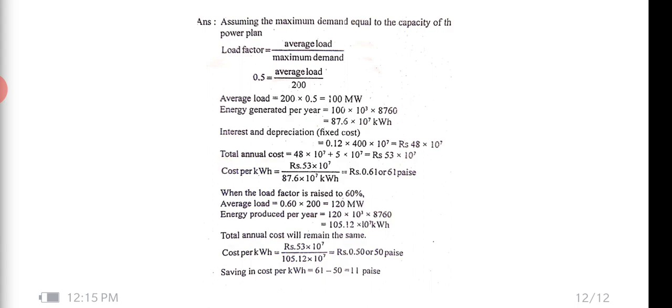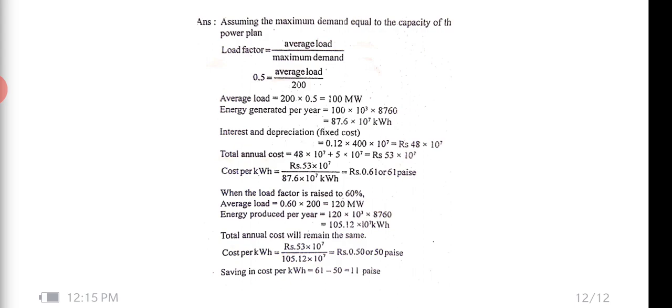Now what is the cost of electricity per unit? So I am spending 53 crore rupees, that is 53 into 10 raised to 7, divided by the number of units of electricity I am generating, 87.6 into 10 raised to 7 kilowatt hours. Okay. So the cost of power generation is 0.61, that is 61 paisa I am spending for generating 1 unit of electricity at a load factor of 0.5.